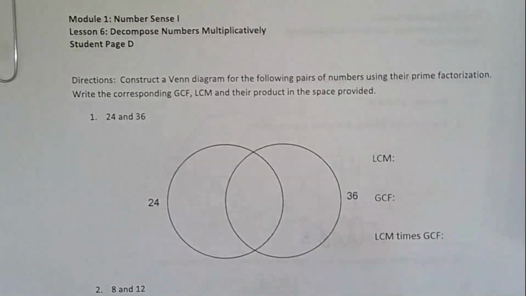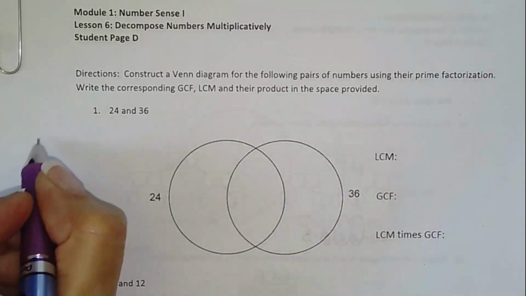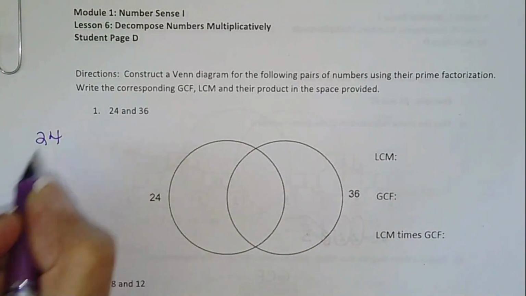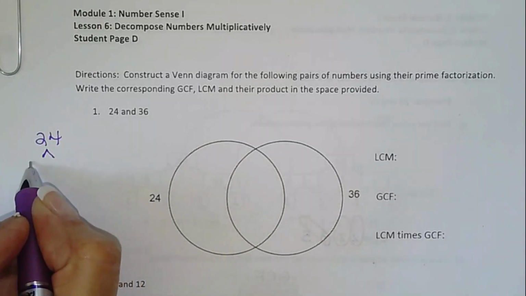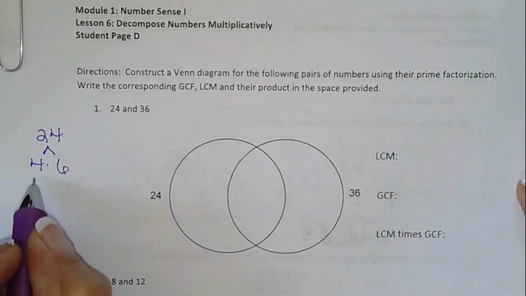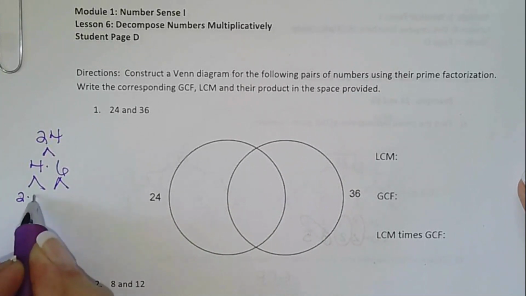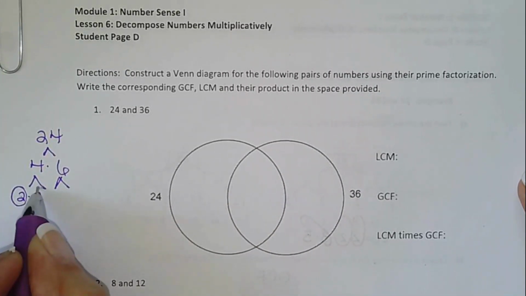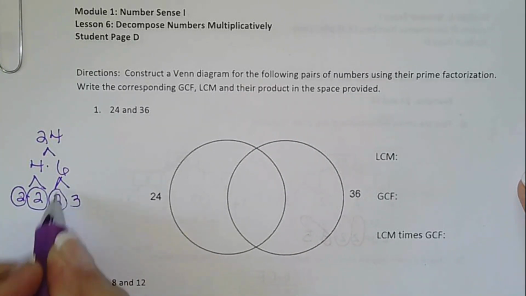Okay, so let's start with a tree for 24. So 24, and you can pick any number you want to start. So I'm going to start with 4 and 6. I think that's probably what most people would pick. And then neither one of those are prime. They can both be broken down again. So 2 times 2, both prime, circle them. 6 is 2 times 3, both prime, circle them.